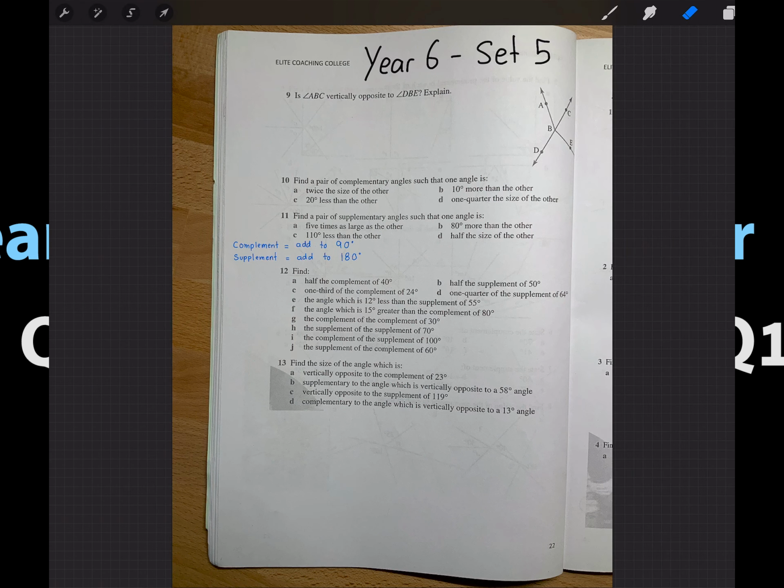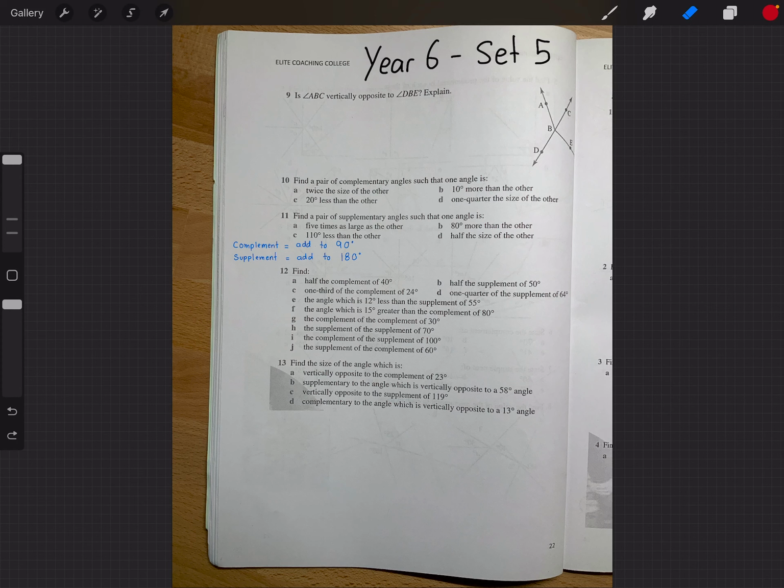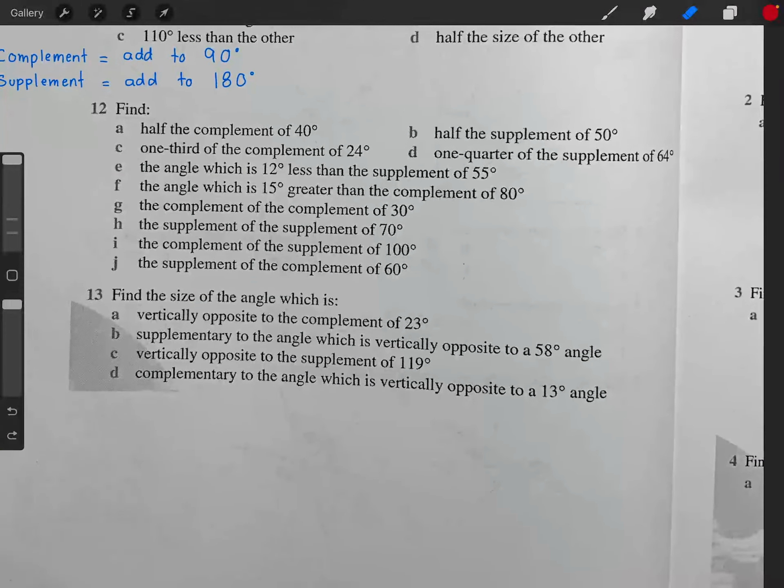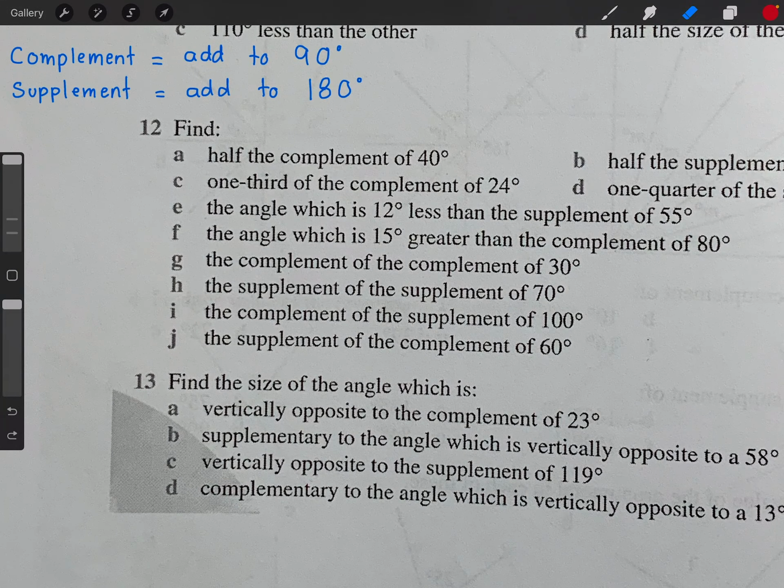Hey guys, this is for Year 6, Set 5 on page 22, question 12. It says find A, half the complement of 40 degrees. So I'm going to highlight this section first and we're going to do this one first. We need to find the complement of 40 first and then we half that. So what's the complement of 40?